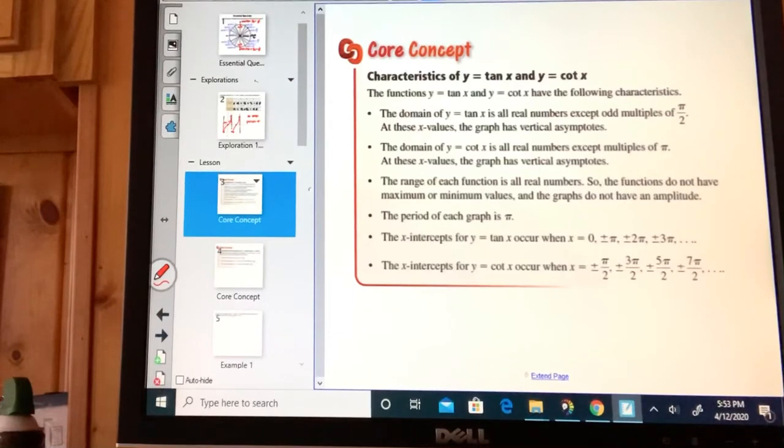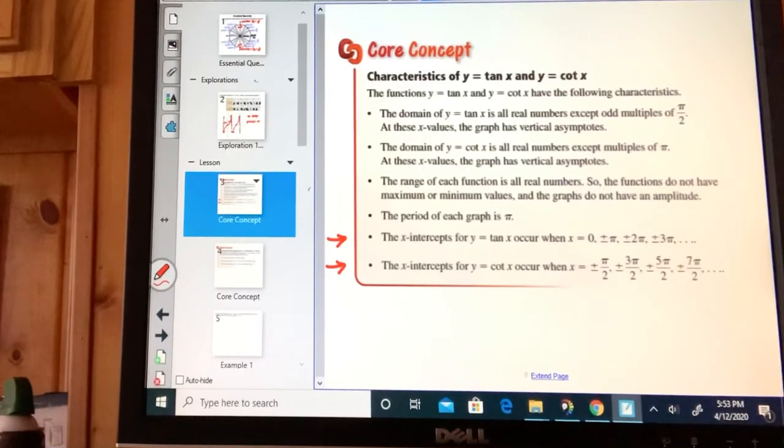Now the x-intercepts change because we are talking about 2 different functions. Just like sine and cosine, they just move 1/2 pi off from each other. Same thing with tangent and cotangent. Okay, so every time you have an x-intercept on tangent is where you have an asymptote on cotangent. And every time you have an x-intercept on cotangent, you get an asymptote on tangent.